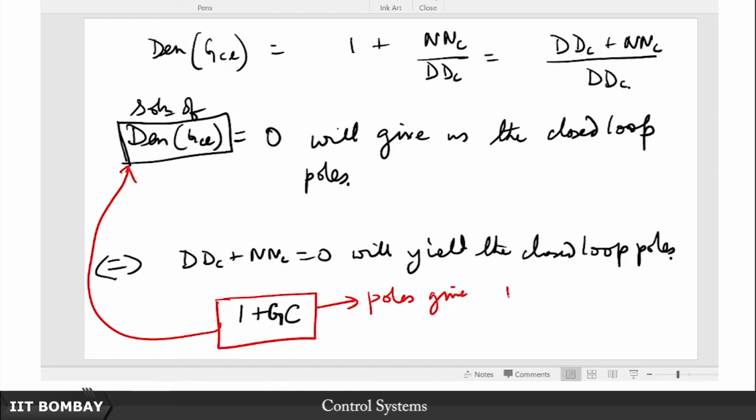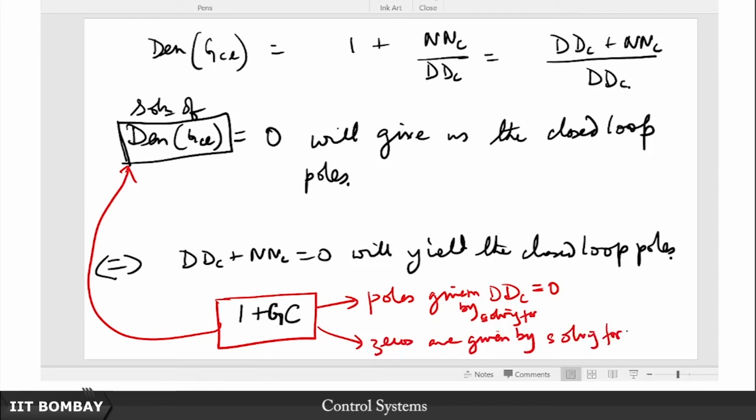are given by solving for DDC equal to 0, and its zeros are given by solving for what? That is exactly what we were saying: DDC plus NNC is equal to 0.